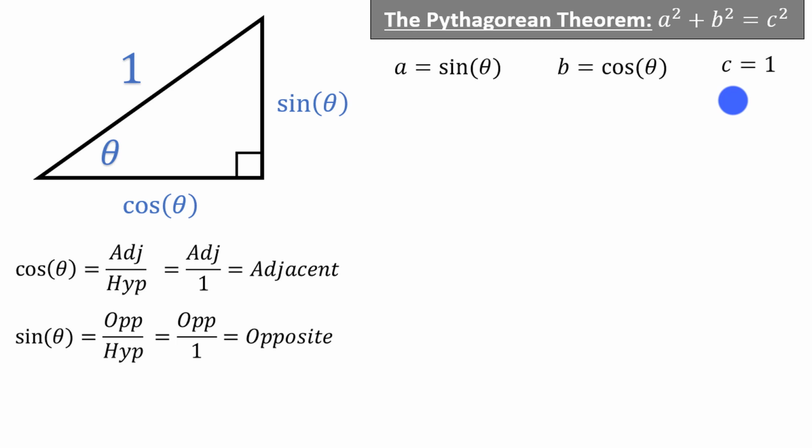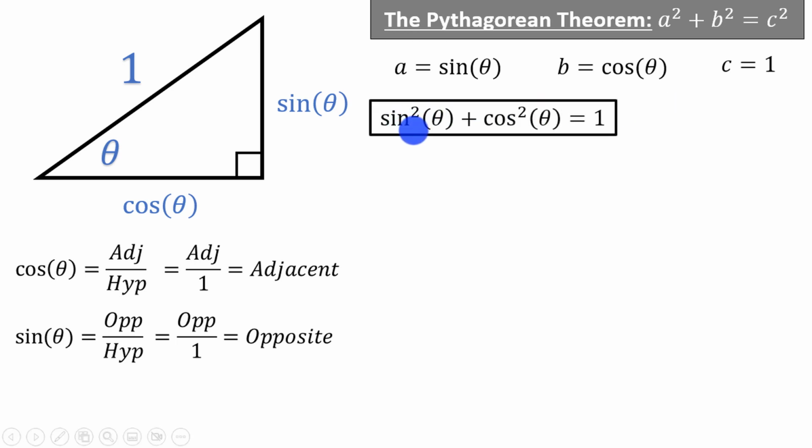If we apply the theorem, we will have that A squared, or sine squared, plus B squared, or cosine squared, is equal to C squared, or 1 squared, which is just 1. This is the first of our three Pythagorean identities. Sine squared plus cosine squared is always equal to 1. Now we can take this identity and manipulate it to find two more Pythagorean identities.